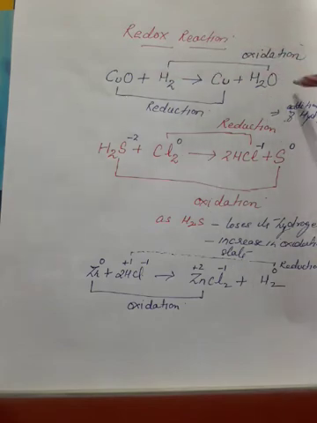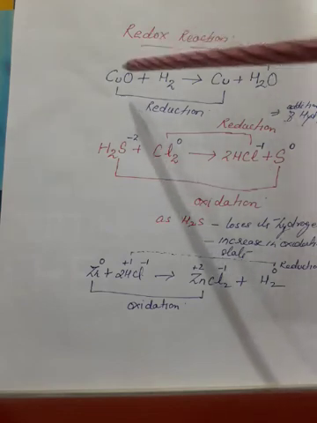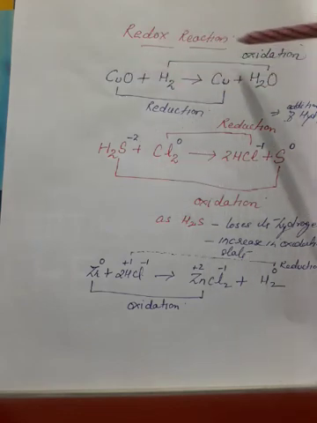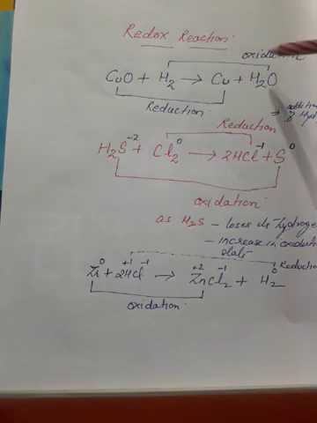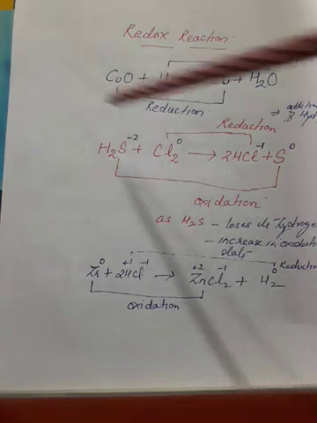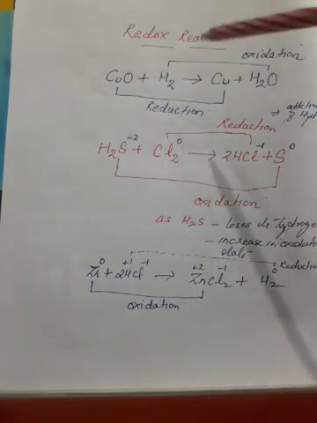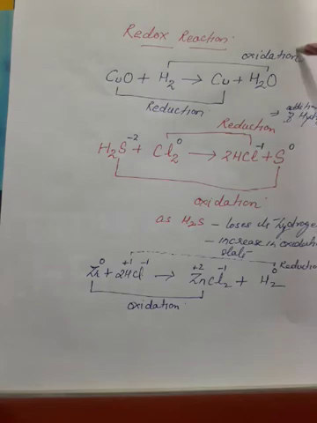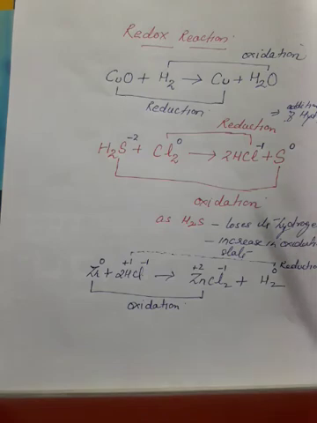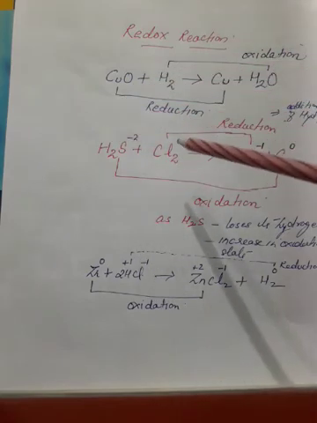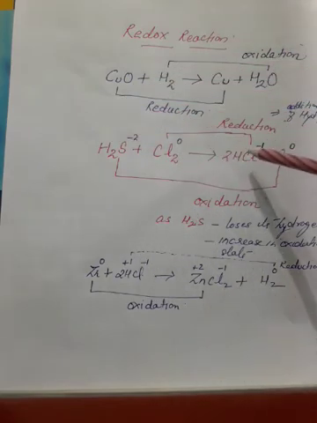Why? Due to addition of oxygen. Oxygen is added to hydrogen to form water, so hydrogen is oxidized to water. So this reaction is known as oxidation. So in this reaction, both reactions are taking place simultaneously, oxidation as well as reduction. That is why this is known as which type of reaction? Redox reaction, okay.